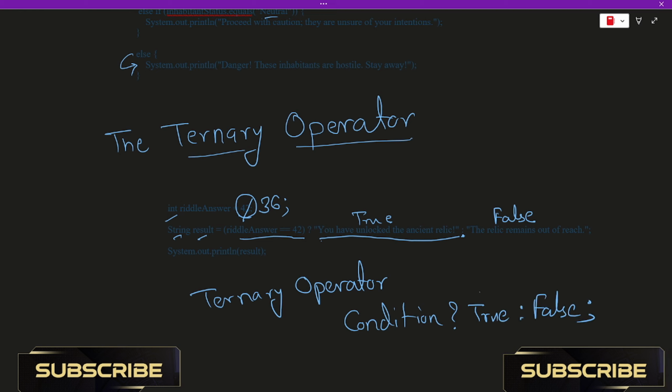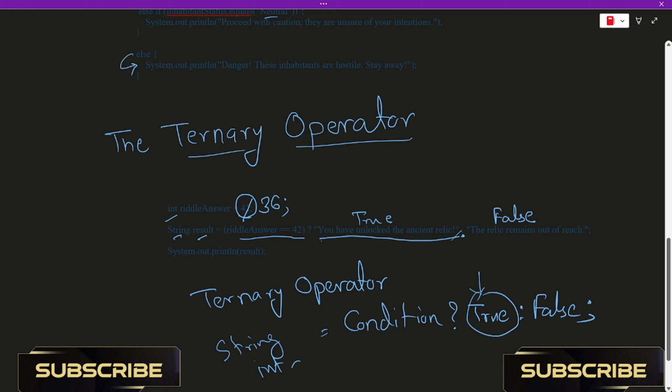In this true part, we can print directly. In this true part, we can store a string and assign it to any string data type. We can store any integer value and assign it to an int data type, anything we can do. So this is nothing but the shorter version of the if-else statement. After that, we will print the result variable.